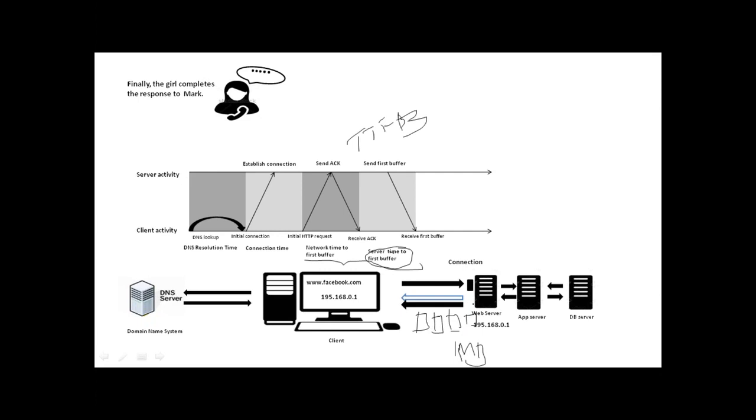It will be in multiple packets, one after another. Once the client receives the first packet, that is nothing but the server time. The client will continue to receive the response, and let's say there are 100 packets. After a certain period of time it has received the 100th packet, which is the last byte, and this is nothing but the download time.